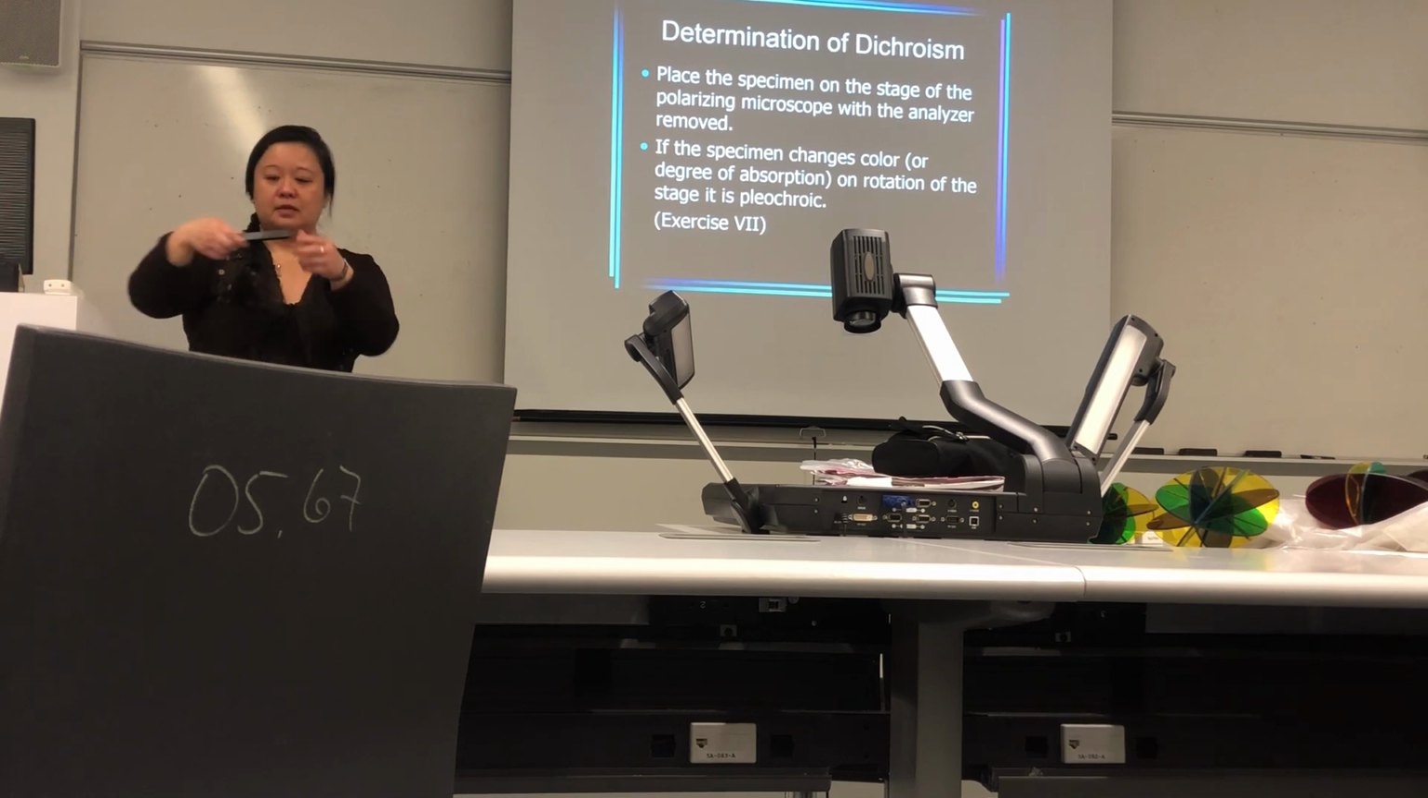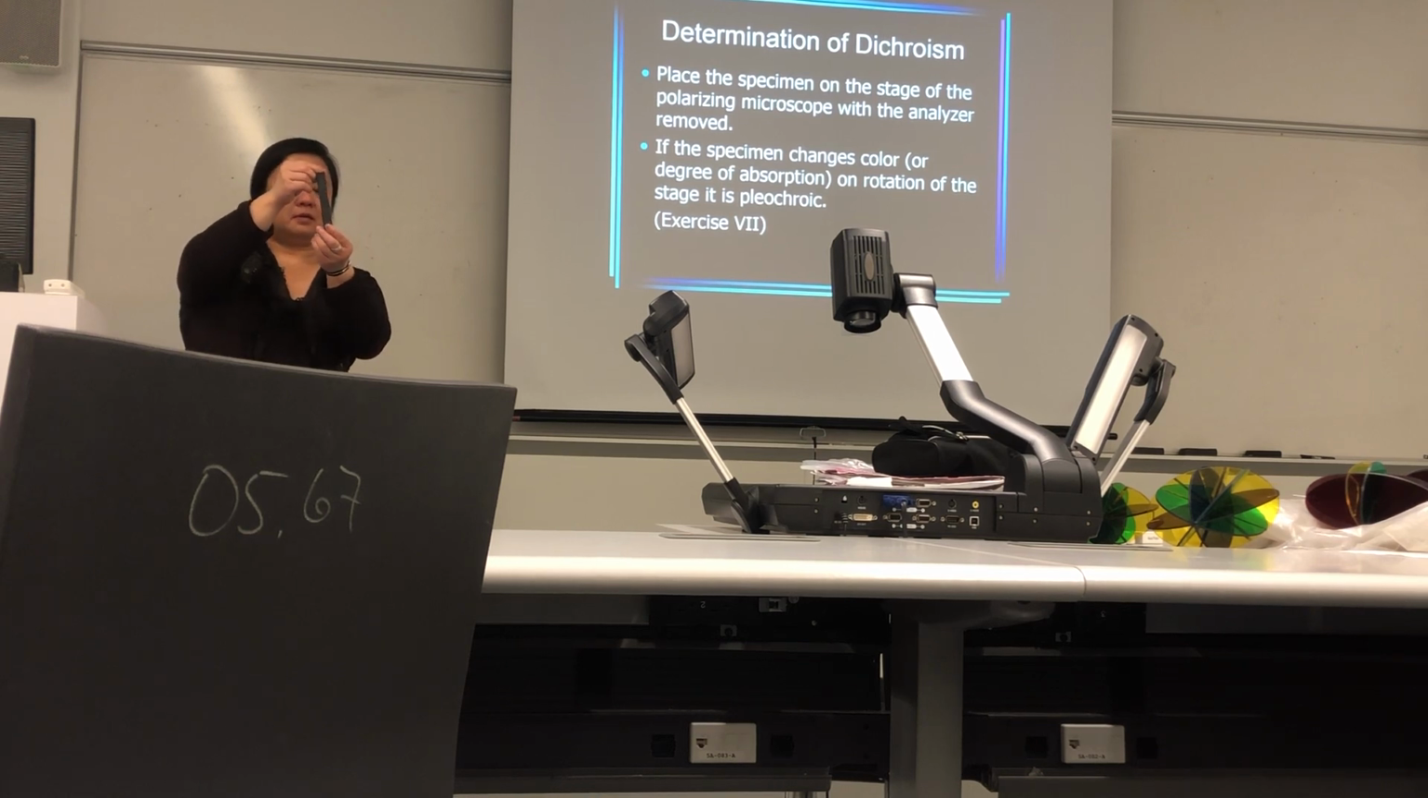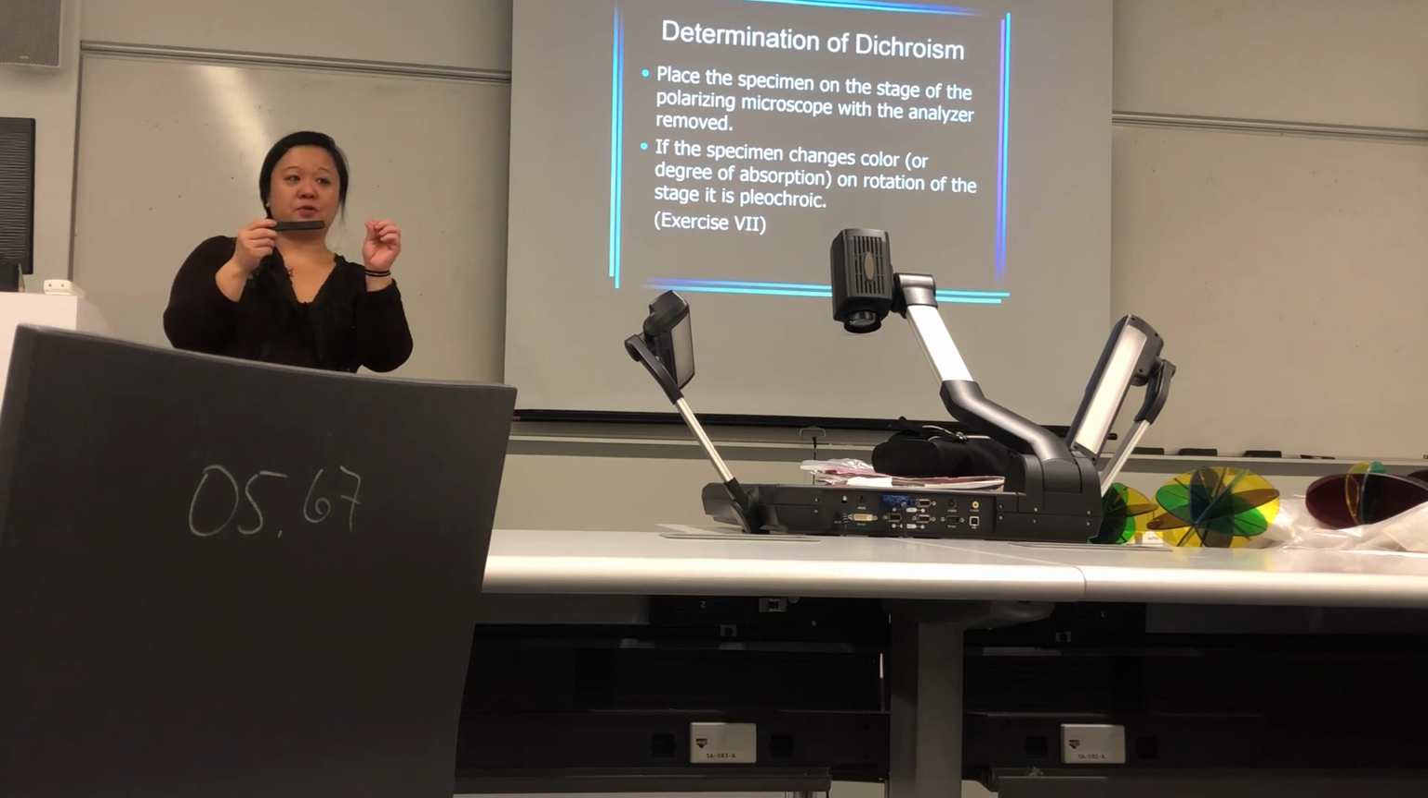Examine the sample. In this orientation, oh, it's dark green. Rotate it. Oh, it's light green. I'm good. This is the one I'm going to use. As opposed to, it's dark blue. It's still dark blue. Chuck it. That's not pleochroic. It has to change in absorption.